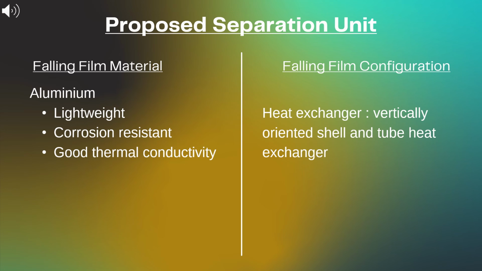Next, for the falling film evaporator material, we propose to use aluminium due to its light weight, corrosion resistance, and good thermal conductivity. And for the falling film evaporator configuration, it is a form of vertically oriented shell and tube heat exchanger used to separate two or more liquids with differing boiling points.